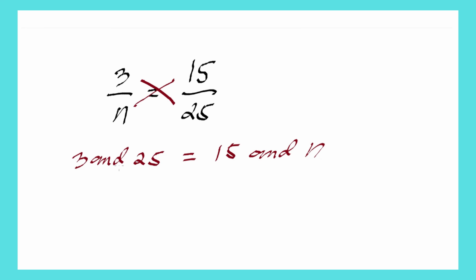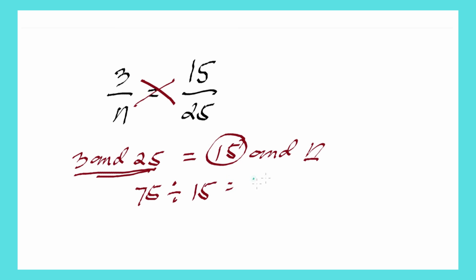So what are you going to do? You're just going to get the product of that. So 3 times 25 will give you 75. That part, you are going to divide by the partner of n. What is the partner of n? That is 15. So you are going to divide that by 15. So 75 divided by 15 will give you, very good, 5 here. You following it? All right.